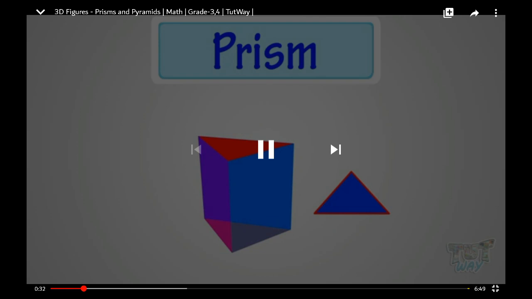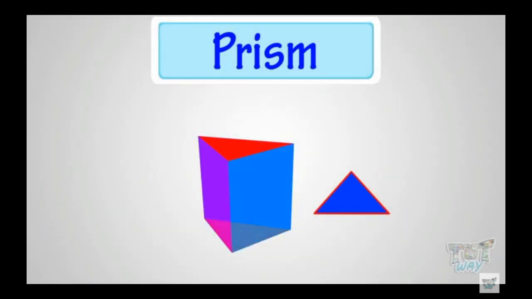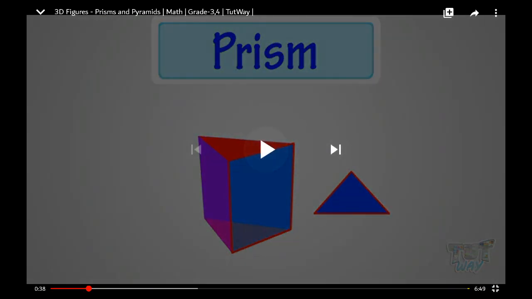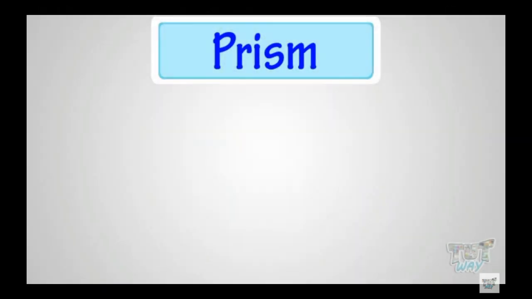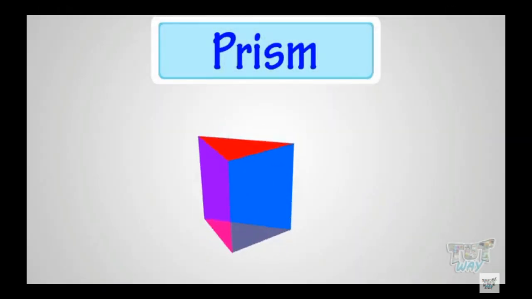And the same size, and all the other faces are rectangles. It's very important that in the prism, the other faces are rectangles and the base can be any shape: triangle, rectangle, square, pentagon, hexagon, whatever. I will repeat. A prism is a 3D shape in which the top and bottom faces are the same shape and size, and all the other faces are rectangles.